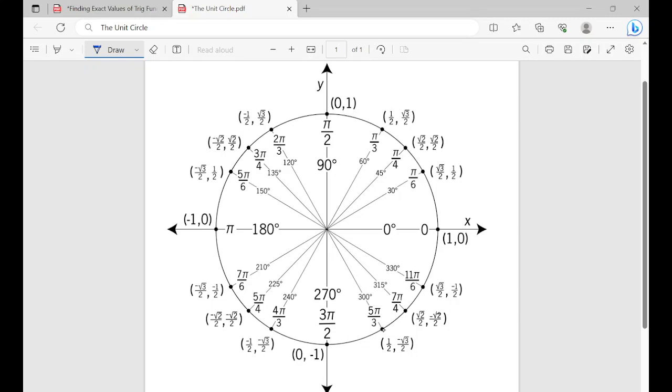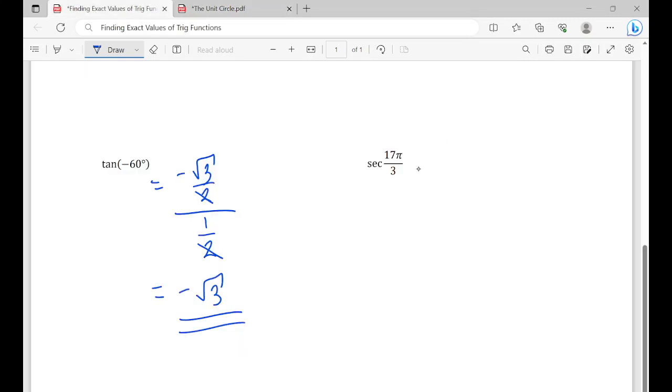And since we're looking for secant, that's just going to be the reciprocal of the x value, 1/2. So secant 17 pi over 3 is 1 over 1/2, and that's just going to end up giving you a positive 2.